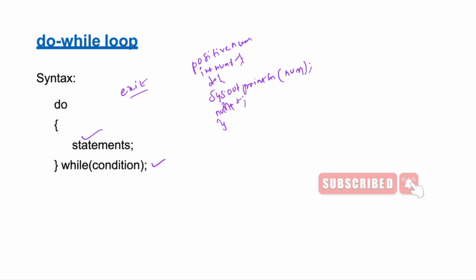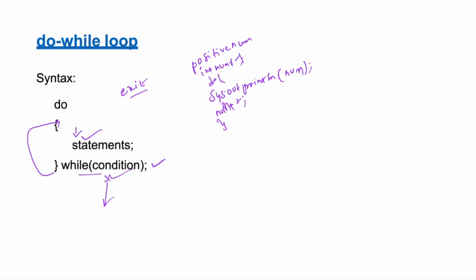First it will execute the body of the statements and then it will come to verifying the condition. If the condition is true, again it will come here and execute the statements, and again it will verify the condition. Once the condition fails, it will come out of this particular part and go to the next part of the program. So this is a do while loop.